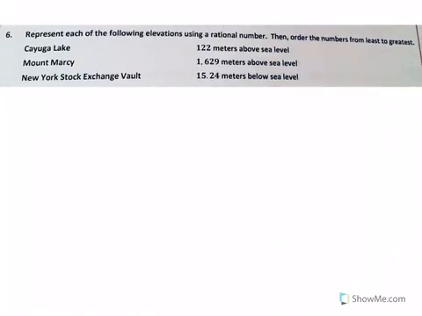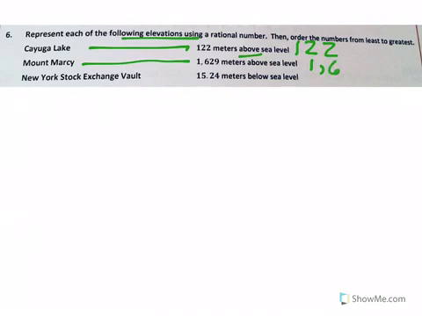Okay, one more example here. This says, represent each of the following elevations using a rational number, then order them from least to greatest. Well, this lake here, Cayuga Lake, 122 meters above sea level. Above would tell us that's positive. We go 122. Mount Marcy, 1,629 meters above sea level. Again, above, 1,629 positive. And then the New York Stock Exchange Vault, 15.24 meters below.